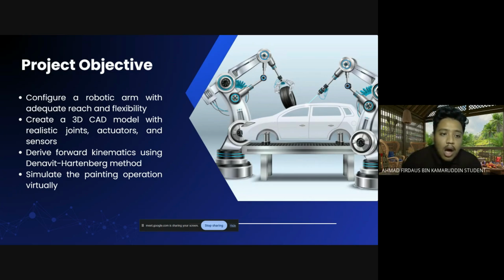Thirdly, our objective is to develop the forward kinematic model using the DH method, or Denavit-Hartenberg method. And lastly, we want to simulate the painting operation using software to visualize and optimize the robot motion path. Okay, that's all for me. Next.